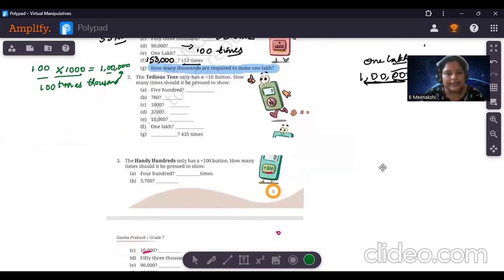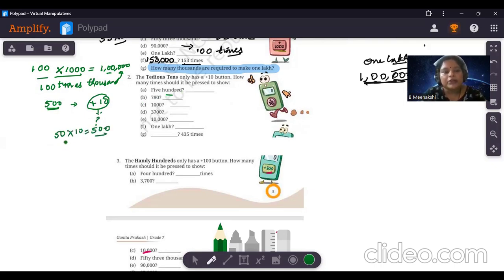It is the tedious tens. This particular tedious tens calculator has only a plus 10 button. How many times should it be pressed to show 500? We know very well 50 into 10 is 500. So we can say to show 500, plus 10 has to be pressed 50 times.